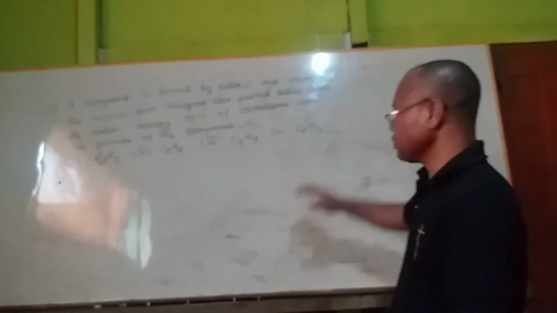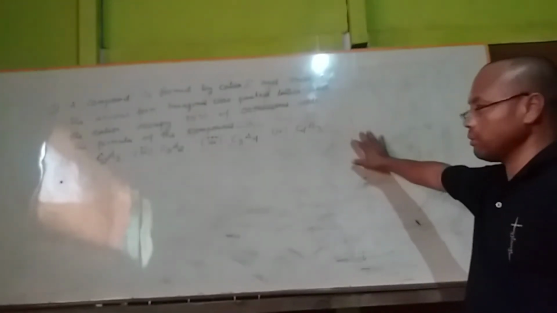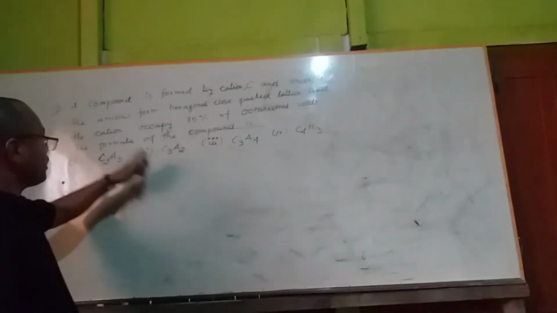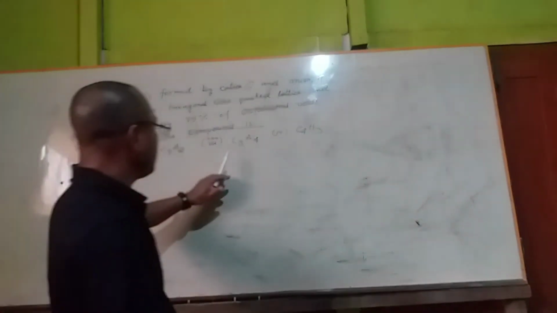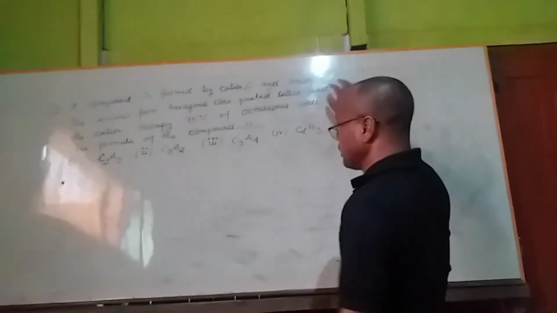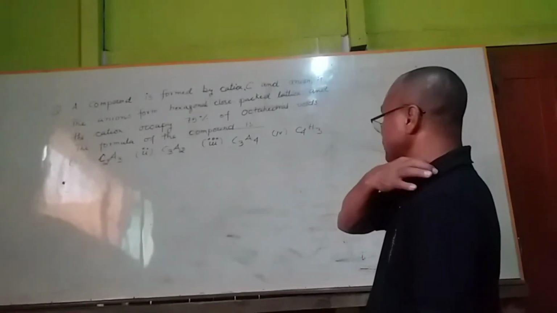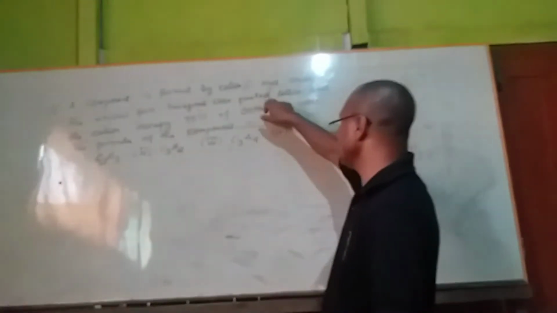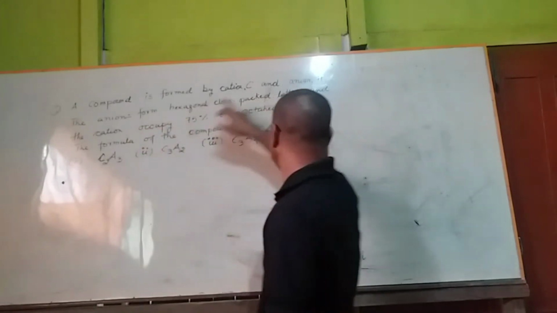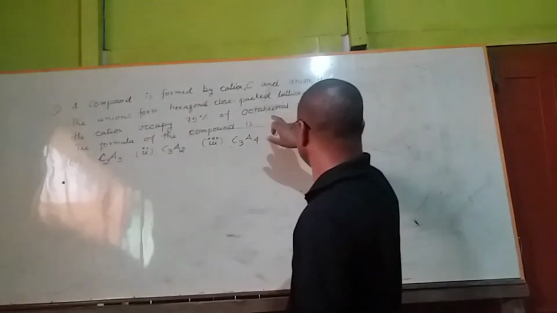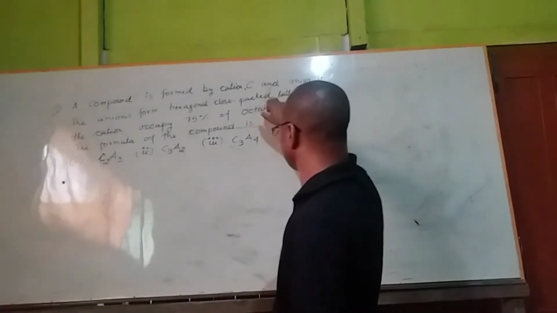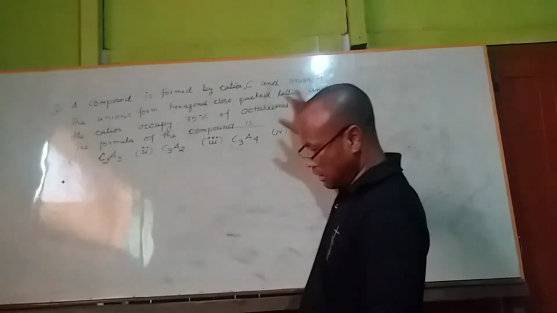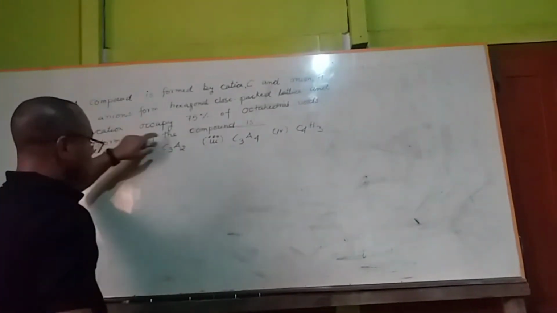Here is another question. It's the same as the previous question, the only difference is here. Let me read the question. A compound is formed by the cation C and anion A. Here the anion forms a hexagonal close packing lattice, which we usually call HCP. And the cation C occupies 75% of the octahedral voids. Now the question is: what is the formula of the compound?